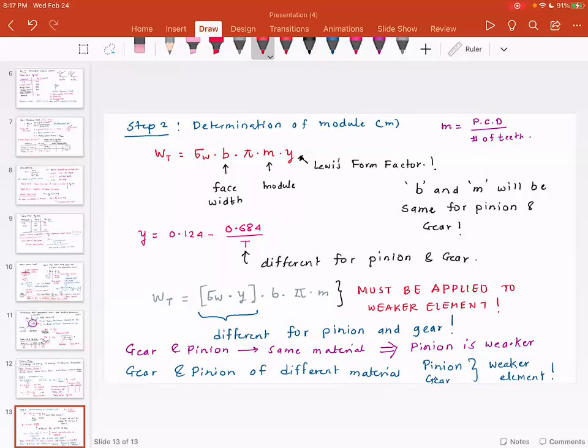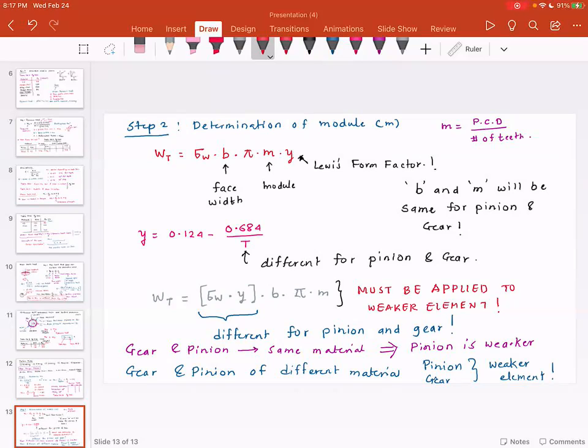So in certain problems, you'll find your gear is weaker, so you would start designing the gear. If in certain problems your pinion is weaker, then you will start designing the pinion. But if gear and pinion are made of the same material, we'll just make a statement that since gear and pinion are made of same material, pinion is weaker, and we will design the pinion.